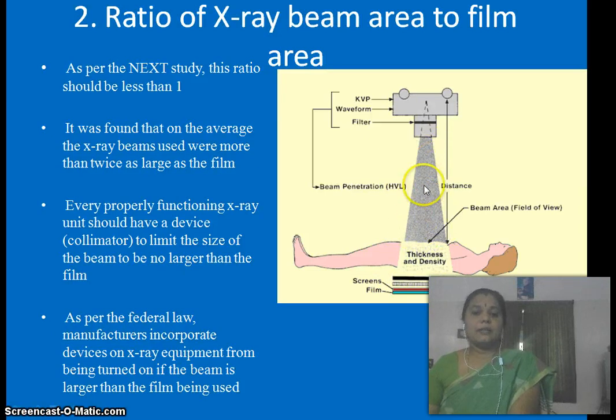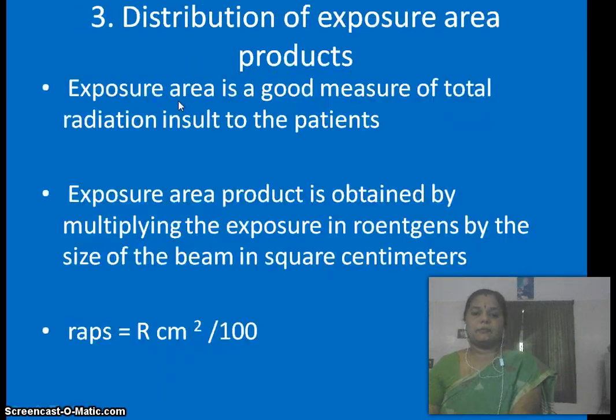That is, the beam area can be controlled with the help of the collimator, so that it will always be smaller than the film, or the film will be much bigger to capture the X-rays. As per the federal law, the manufacturers incorporate several devices on the equipment which will be turned on if the beam is larger than the film being used. So the only point we have to remember is the beam area should always be smaller than the film, and so the ratio will be small, that is less than 1.